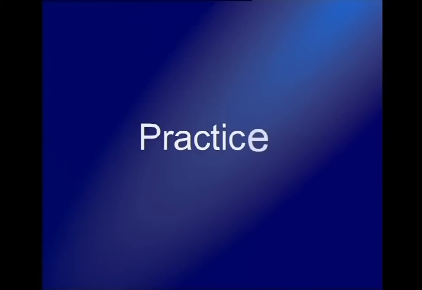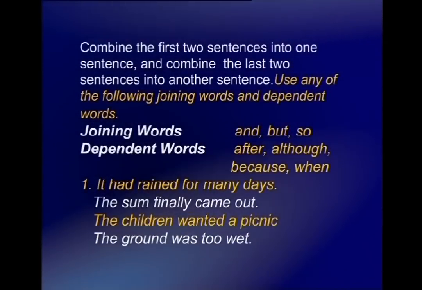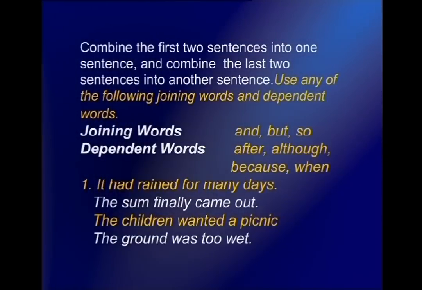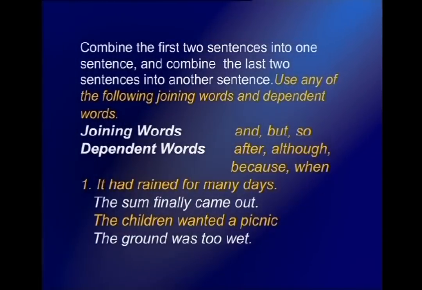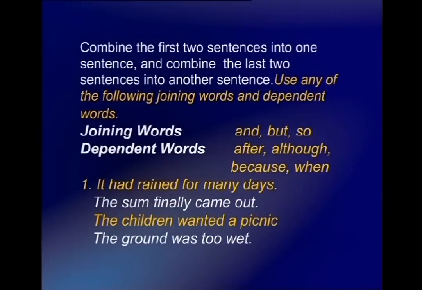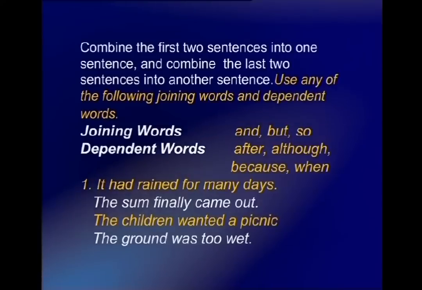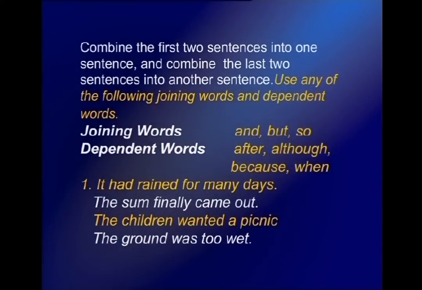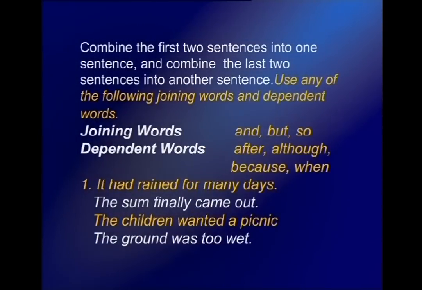Right. Now let us do another exercise for practice's sake. Here you combine the first two sentences into one sentence and combine the last two sentences into another sentence. That is, you have been given four sentences. Combine the first two into one sentence and combine the last two into another sentence. And you can use any of the joining words and dependent words. Mind you, you've been given two sets of words. One set is known as joining words, and those are words like and, but, so. And the other is dependent words, which are words like after, although, because, when.